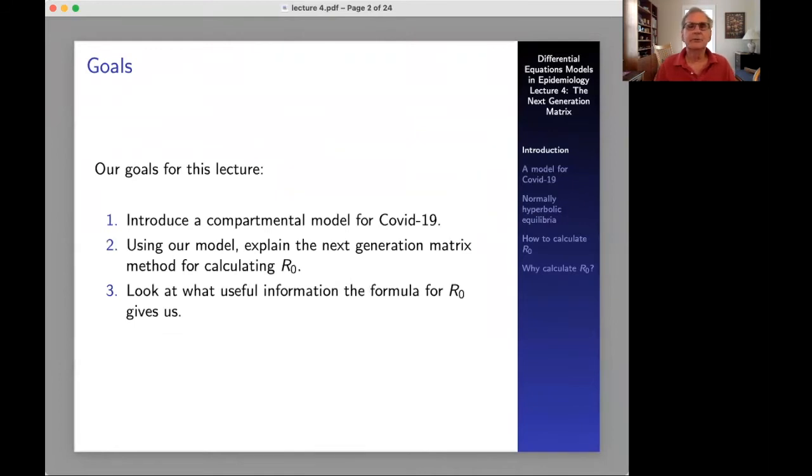Here's what we're going to do in this lecture. First, we'll introduce a compartmental model for COVID-19 that captures the main features of the disease. Next, using our model, we'll explain the next generation matrix method for calculating R0, a very general method that's used in epidemiology. And third, we'll look at what useful information our formula for R0 gives us.